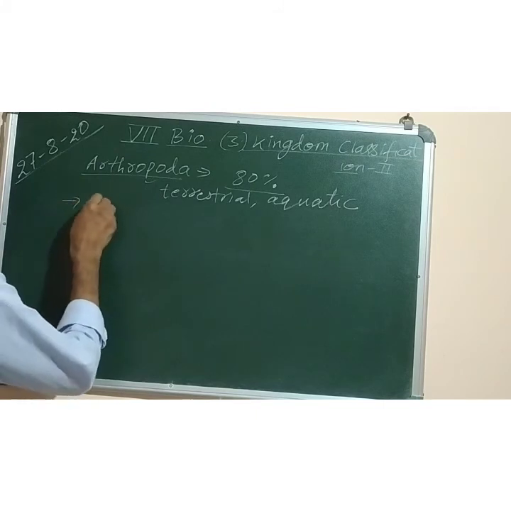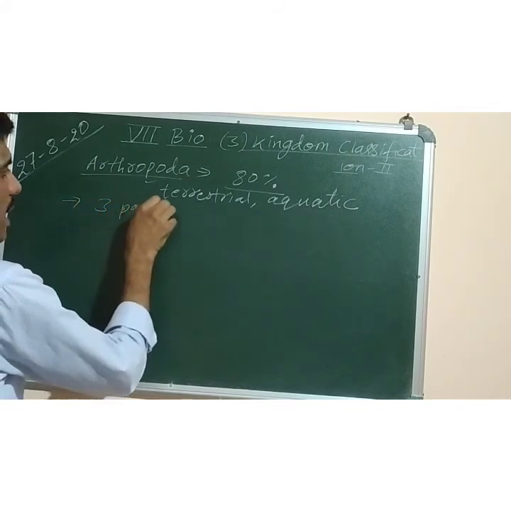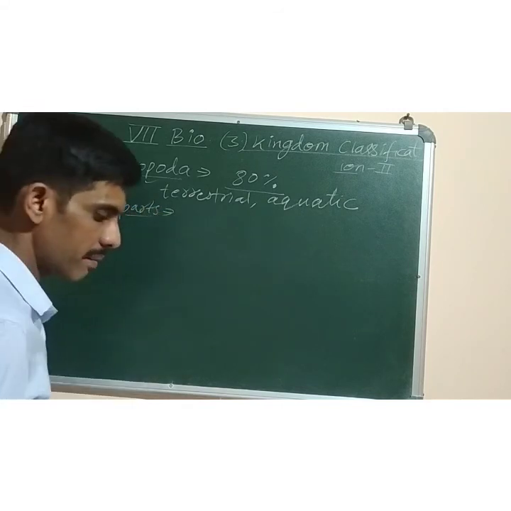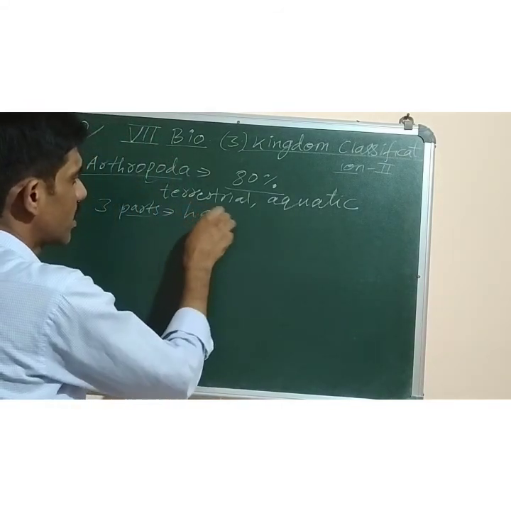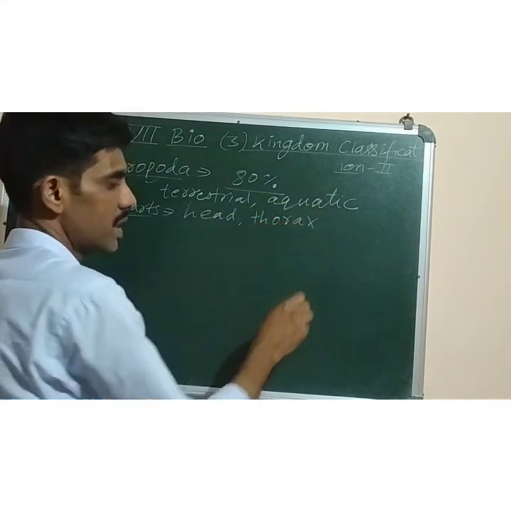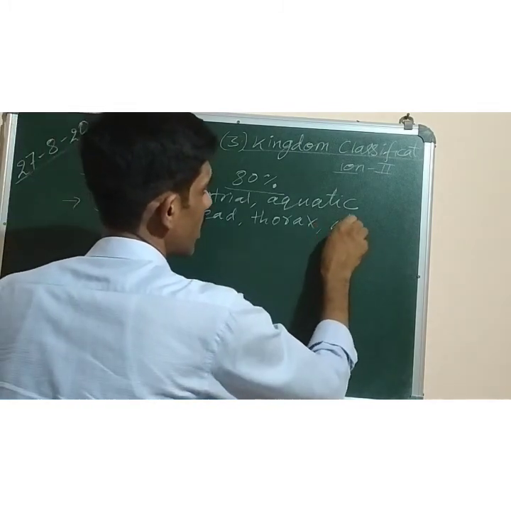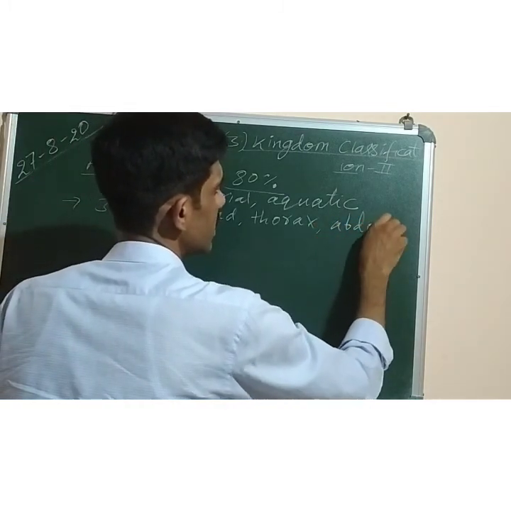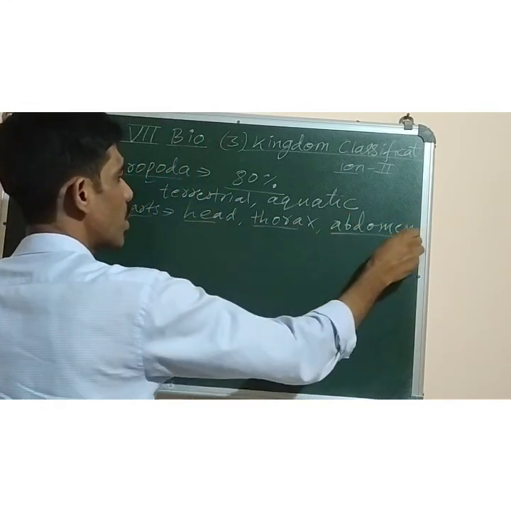Their body is divided into three parts. The three parts of their body are head, thorax and abdomen. The chest region is called the thoracic region or the thorax, and the stomach region is known as the abdominal region. So they are the three parts: head, thorax and abdomen.